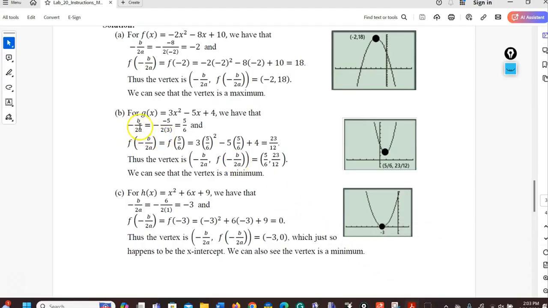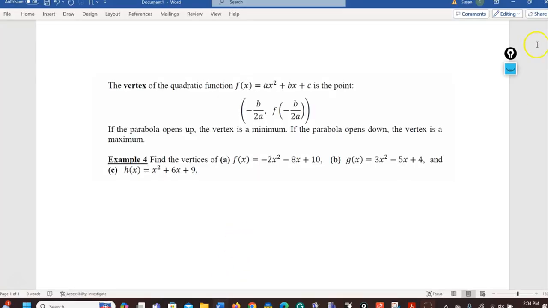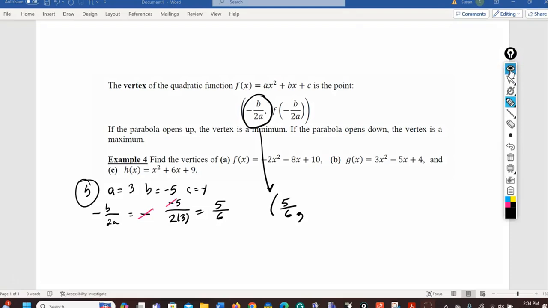So you can see here we found out what negative b over 2a was, and it was 5/6. Okay, so let me get back to this. Now what is the y coordinate? Well, the y coordinate is going to be f evaluated at the x-coordinate. So what is f of, oh sorry, g, my bad, g, because we're working with g now.